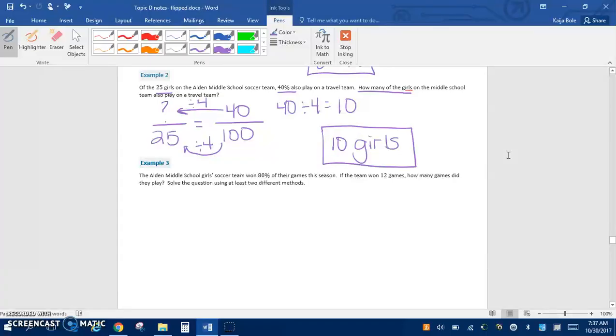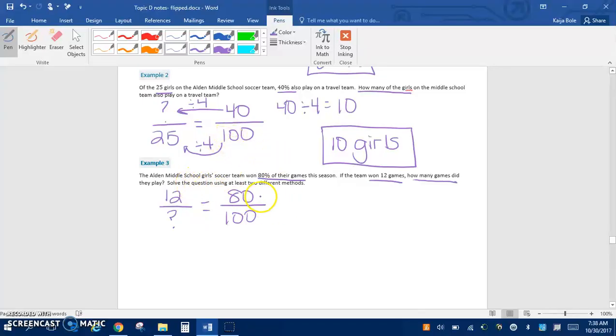Alright, example 3 here says the Alden Middle School girls soccer team won 80% of their games this season. If the team won 12 games, how many games did they play? So we're looking for the total. We're looking for how many total games did they play. So if we set this up, we know that they won 12 games, so that's going to go on the top here. We don't know what the total was, but we do know that the percentage was 80, and it's always out of 100. So when we look at 12 to 80, there's nothing that comes off the top of our head that we know multiplies nicely, and we really don't want decimals.